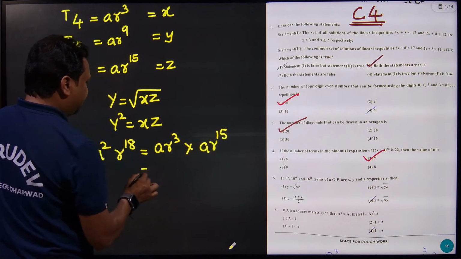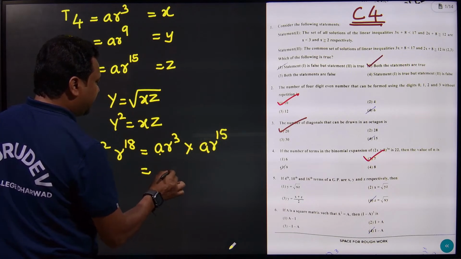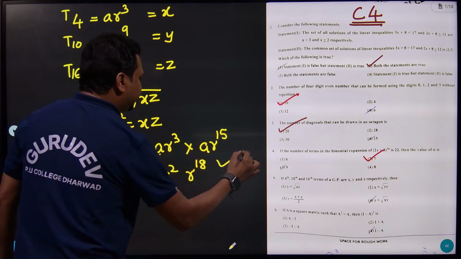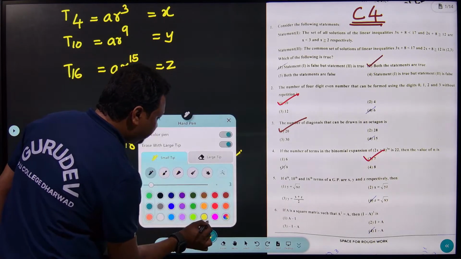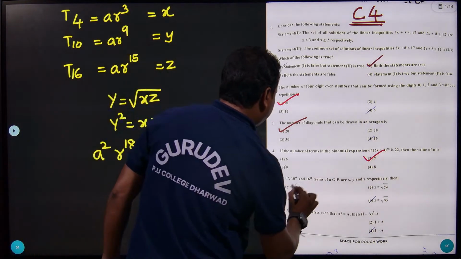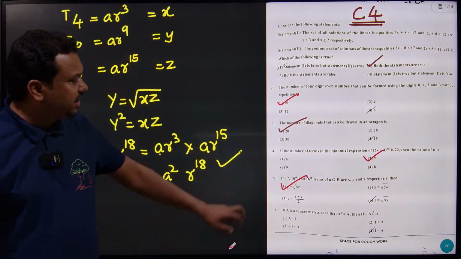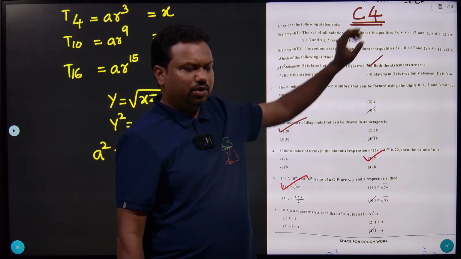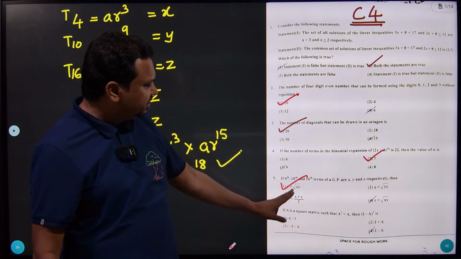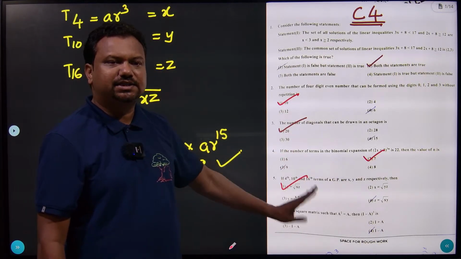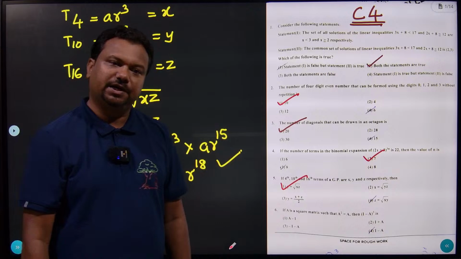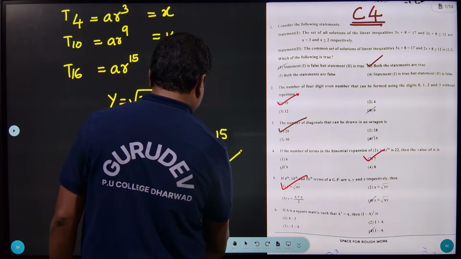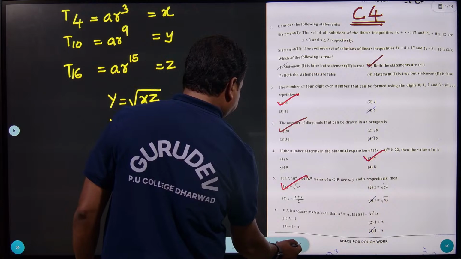So that will become a square, r raised to 15 plus 3 will become 18, hence LHS equals RHS. Therefore, what is my answer in this case? It will be y is equal to root xz is the right answer. I repeat, I am solving the version code C4. Please take care that here your answer is y is equal to root xz. Clear? Clear? Okay, so let's go with the next one.